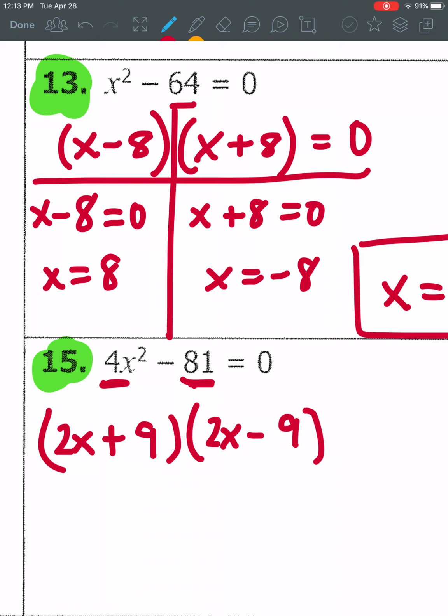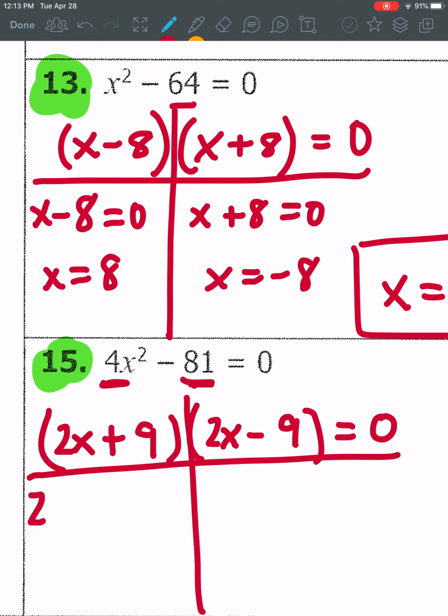Okay, and double check. 4x squared minus 18x plus 18x, there's where they cancel. Positive 9 times negative 9 is negative 81. Okay, again, set them equal to 0. 2x plus 9 equals 0. And 2x minus 9 equals 0.